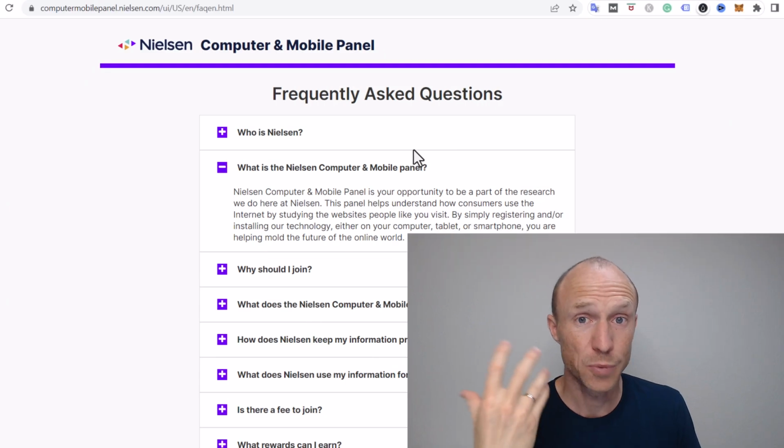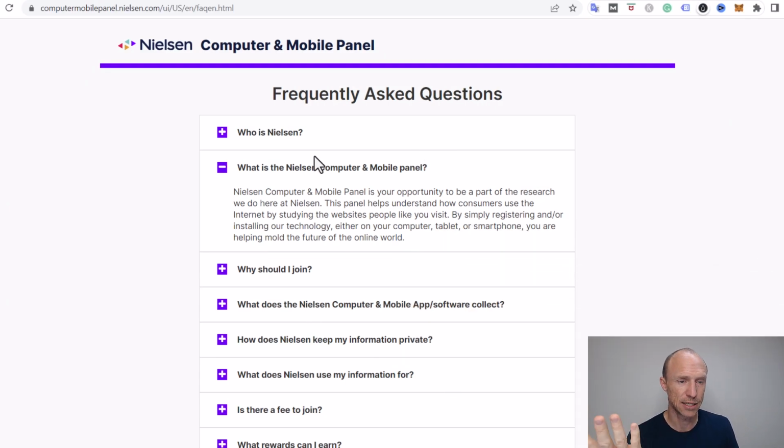The reason we can get paid to participate in the Nielsen Computer and Mobile Panel is that they use this for market research. You can also read more about it in the FAQ section. But basically, Nielsen is a huge, reputable market research company, and they have this panel to understand more about how consumers use the internet. They do this by checking how we in general use different websites, which websites we use, and things like this. So they will just track that when you have it installed, and that can be on your computer, tablet, or smartphone.